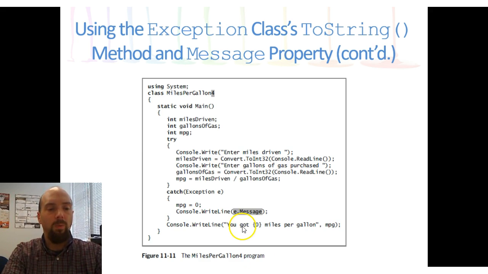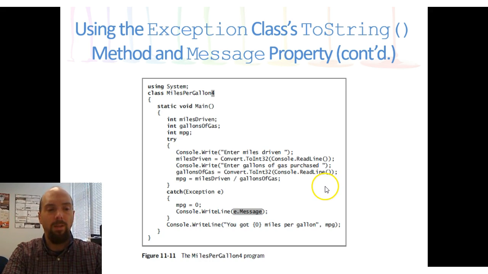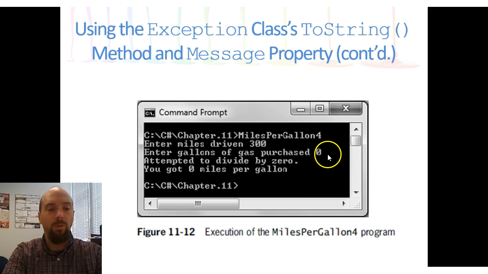In this case, instead of looking at E.toString, we're going to look at E.message. E.message simply means whatever the message portion was, this "attempted to divide by 0", and we're going to display that to the screen. So if they try to divide by 0, "you attempted to divide by 0" is listed here, and then the rest of the program carries on.